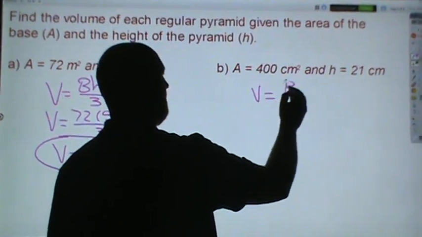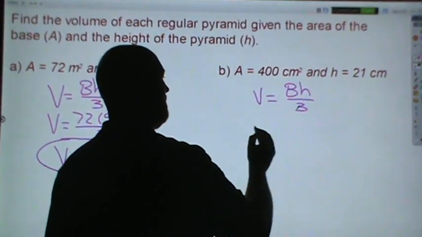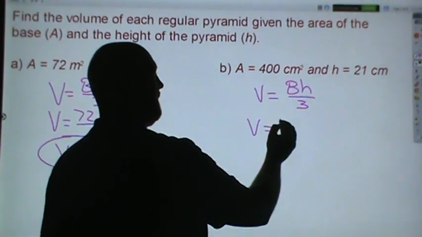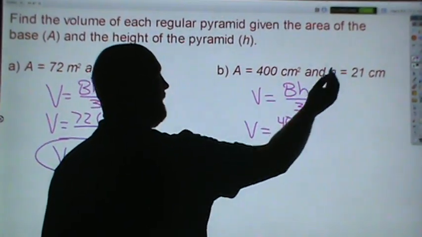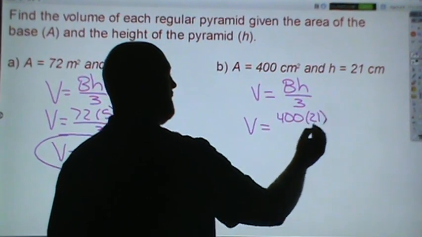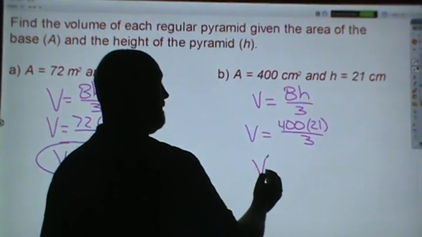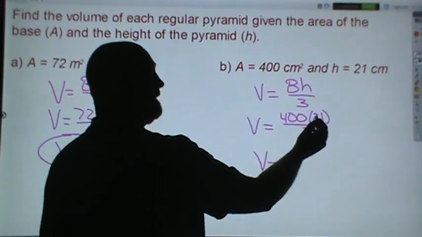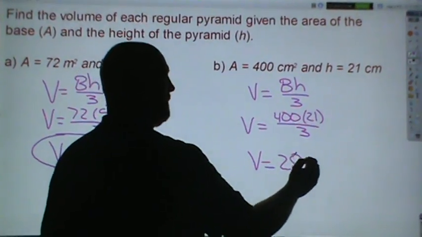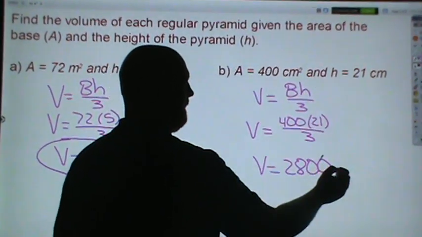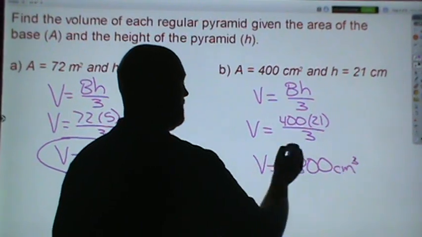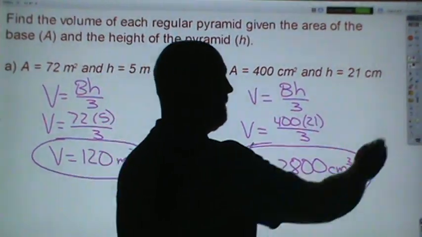Volume equals area of the base times height divided by 3. So volume equals the area of the base is 400, the height is 21, and I'm going to divide by 3. I like to divide first. 21 divided by 3 is 7. 7 times 400 is 2,800. And then our unit is centimeters cubed, always a cubic unit when we talk about volume.